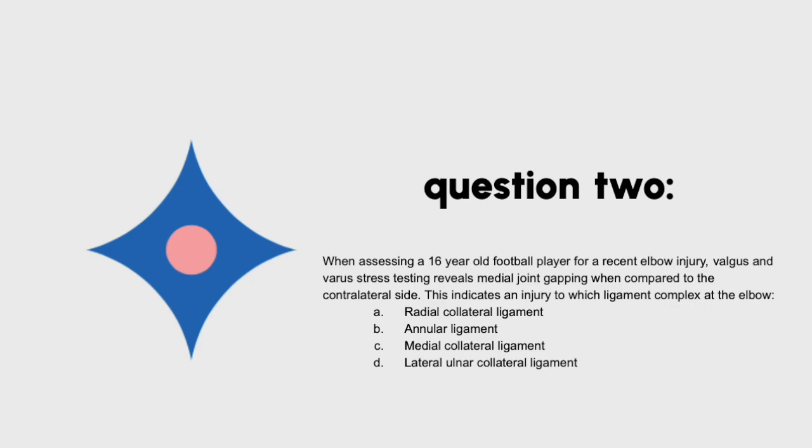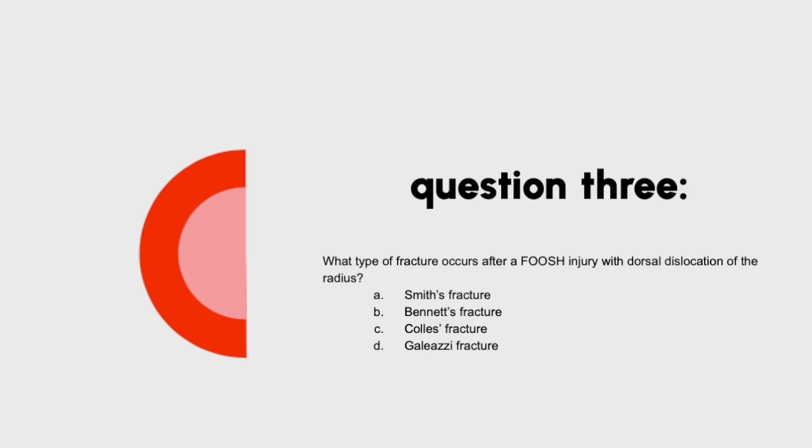Question 2. When assessing a 16-year-old football player for a recent elbow injury, valgus and varus stress testing reveals medial joint gapping when compared to the contralateral side. This indicates an injury to which ligament complex at the elbow? A. Radial collateral ligament, B. Annular ligament, C. Medial collateral ligament, or D. Lateral ulnar collateral ligament. Question 3. What type of fracture occurs after a FOOSH injury with a dorsal dislocation of the radius? A. Smith's fracture, B. Bennett's fracture, C. Colles fracture, or D. Galeazzi fracture.